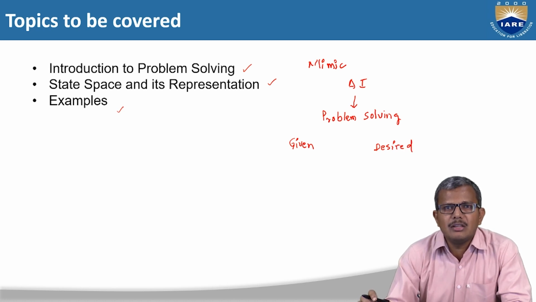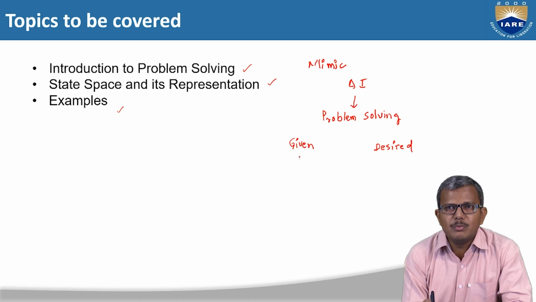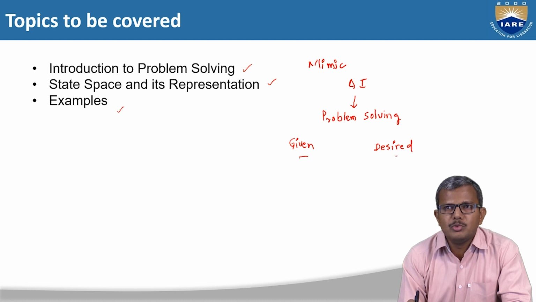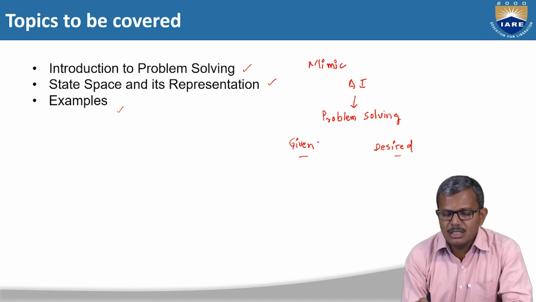In artificial intelligence, the other perspective is problem solving. In problem solving, for every problem you take, there will be a given state, and from that given state we need to move to the desired state. The given state means the state given initially. From that initial state, we need to move to the desired state. Then we can say that we have solved the problem successfully.